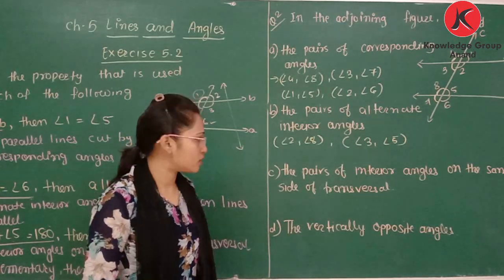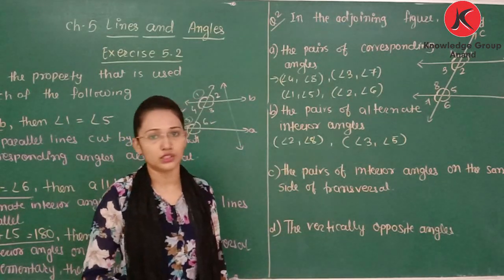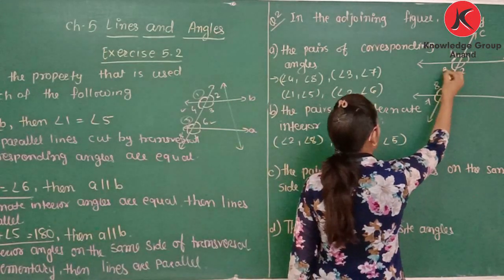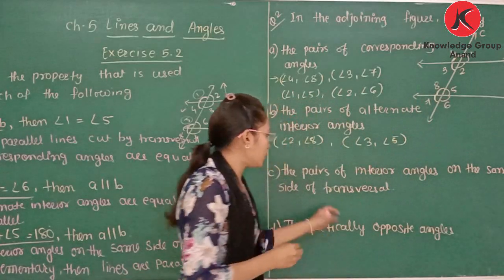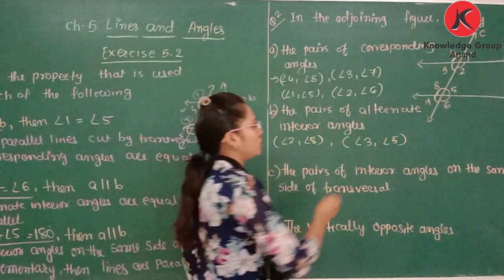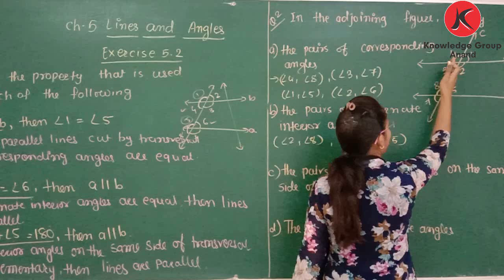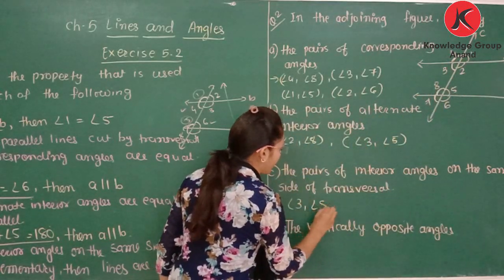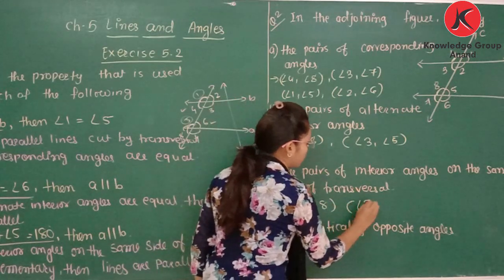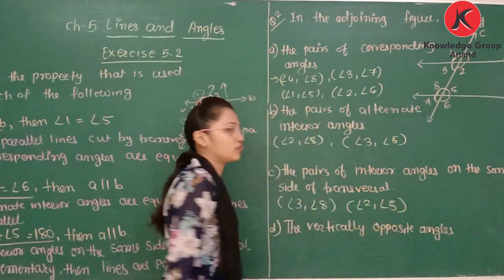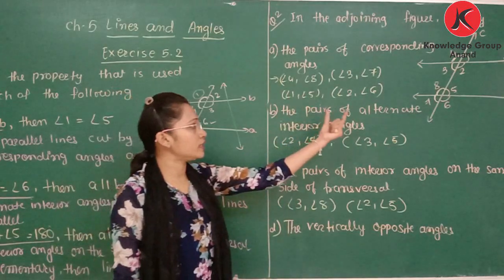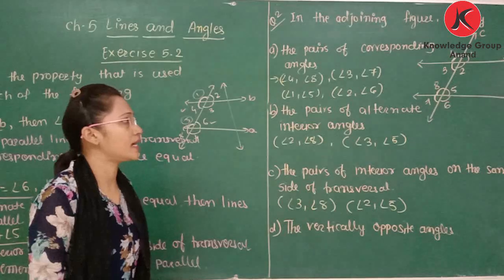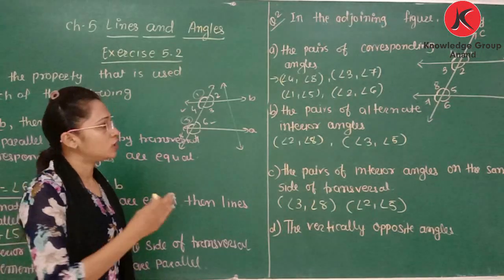Now the next one: the pairs of interior angles on the same side of the transversal. First of all, we will find the interior angles. How many interior angles do we have? 4: 2, 3, 5 and 8. On the same side of the transversal. So this is the transversal. On the same side means 3 and 8, 2 and 5. So we can write angle 3 and angle 8, and angle 2 and angle 5. Clear? Of the 4 interior angles, 2 are on the left and 2 are on the right. So the same side of the transversal means 3 and 8, 2 and 5.